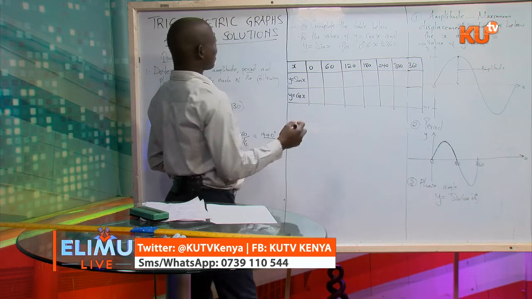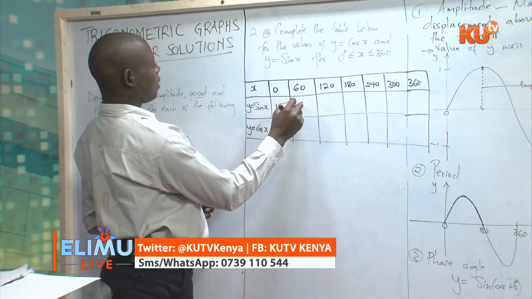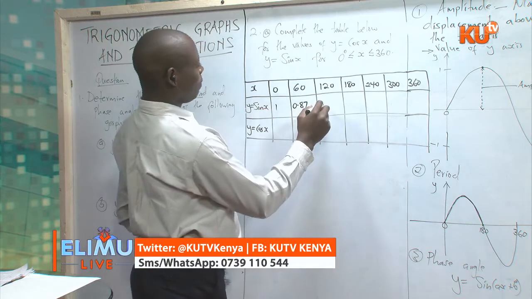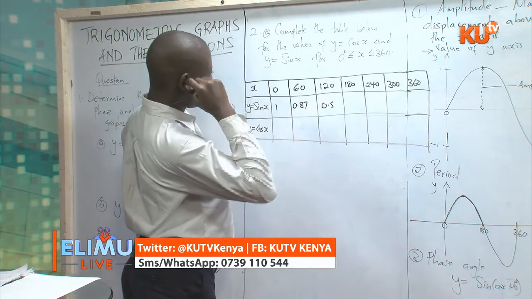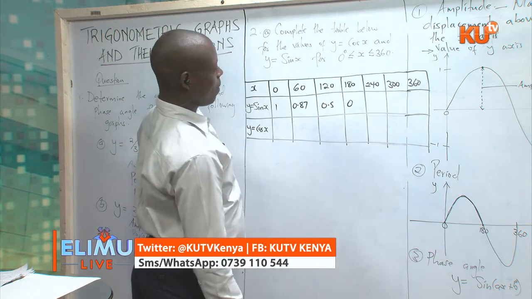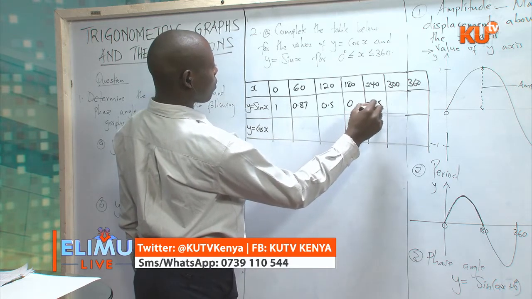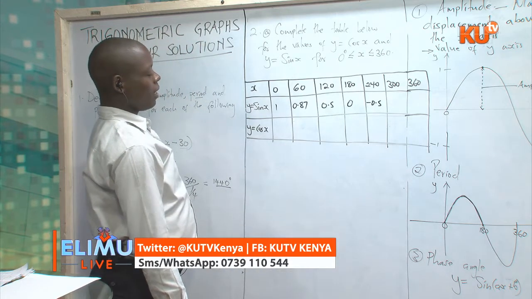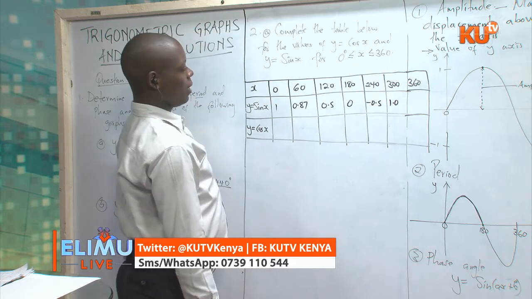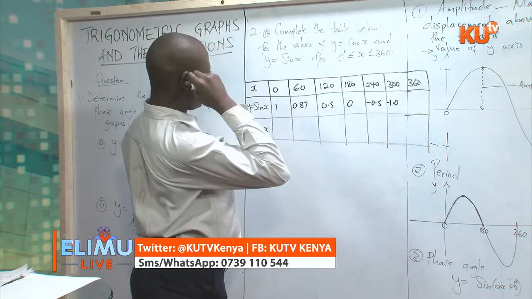Y is equals to sine x. Sine 0 is 0. Sine 60, 0.86, rounded off, 0.87. Sine 120, 0.87. Sine 180, 0. Sine 240, negative 0.87. Sine 300, negative 0.87. Sine 360, 0.